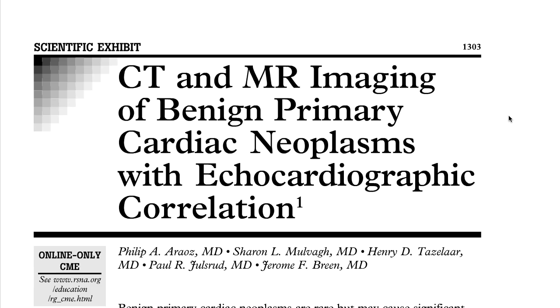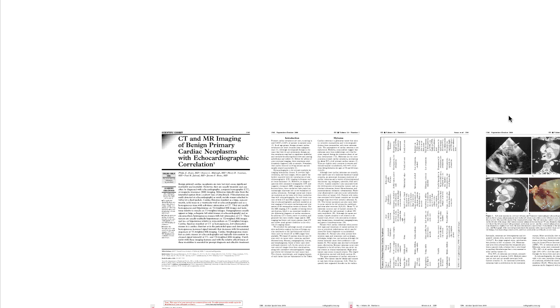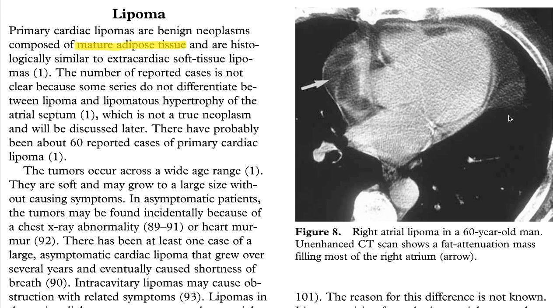So lipomas are primary cardiac tumors of mature adipose tissue. Because they're mature fat cells, they should have the same characteristics as any other fat that you can see in the body.